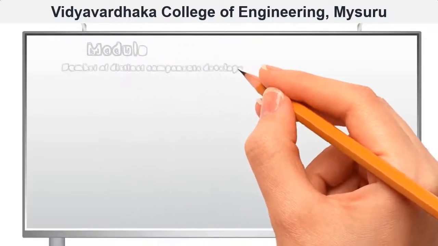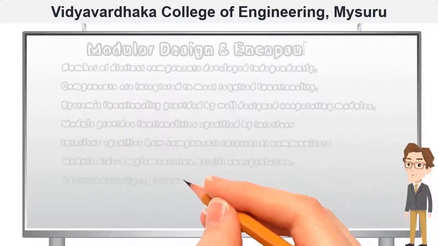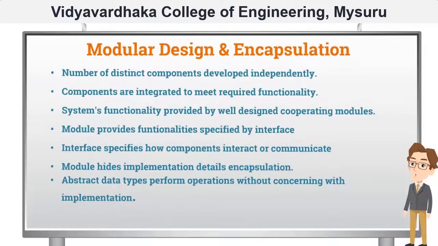Now we shall see modular design and encapsulation. Many distinct components are developed independently. These components are integrated to meet the required functionality. Thus, system functionalities are specified by interfaces. These interfaces specify how components communicate with each other. Modules hide implementation details, which is known as encapsulation, and abstract data types perform operations without concerning themselves with the implementation.